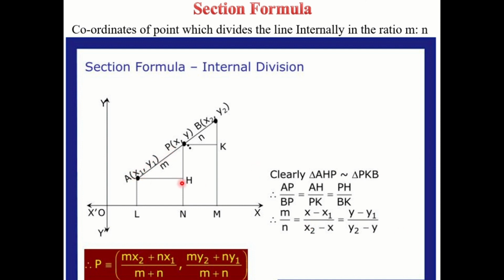Now, by drawing these lines, we can say that angle PAH is equal to angle BPK. These two angles are corresponding angles because the lines PK and AH are parallel to the x-axis. Also, it is observed that PHA and BKP are right-angled triangles, meaning 90 degrees.